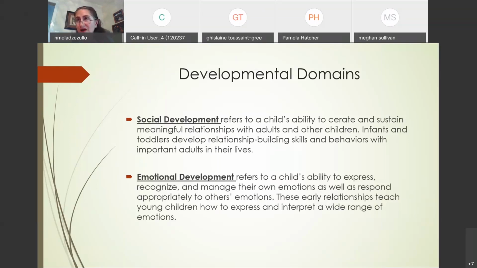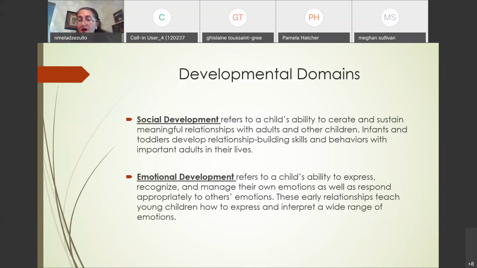A child cannot thrive and develop and do anything productive and be successful if you're not going to start with social development, which, as you see here, is relationship based. Emotional development is another part of social emotional development, and it refers to a child's ability to express, recognize, and manage their own emotions, as well as respond appropriately to others' emotions.